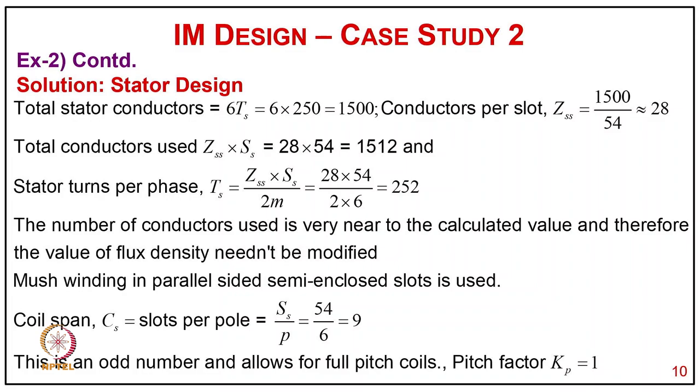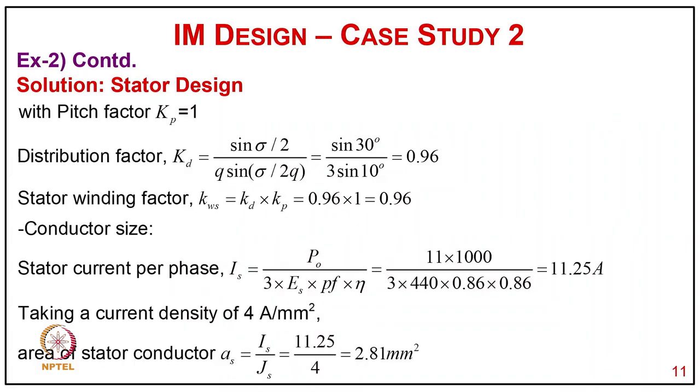So here we use the MUS winding in parallel sided semi-closed slot. So coil span is CS equal to slot per pole phase, SS by P, it comes 9. So there is an odd number and allowed for full pitch coil, so pitch factor is 1. So now with the pitch factor of 1, and the distribution factor is sin sigma upon Q, sin sigma by 2Q. So putting the values, with the 60 degree phase spread, it comes 0.96. And stator winding factor comes KD into KP, it comes 0.96 into 1 is 0.96.